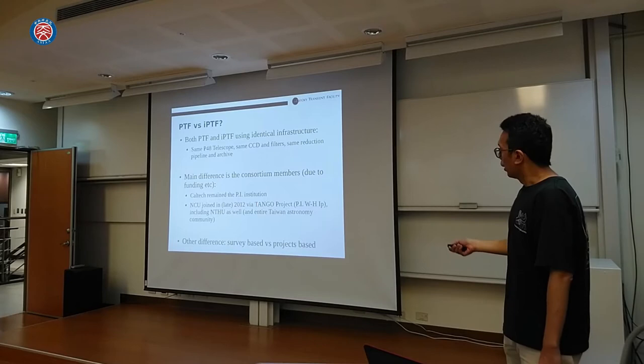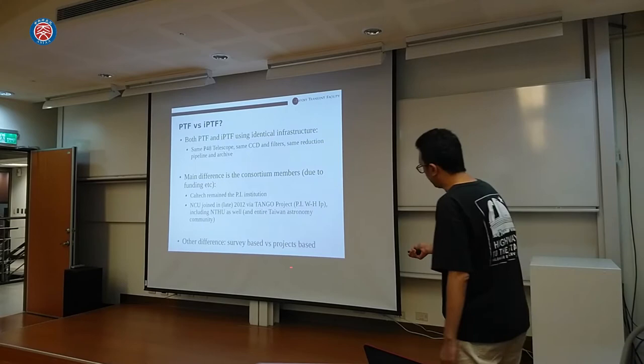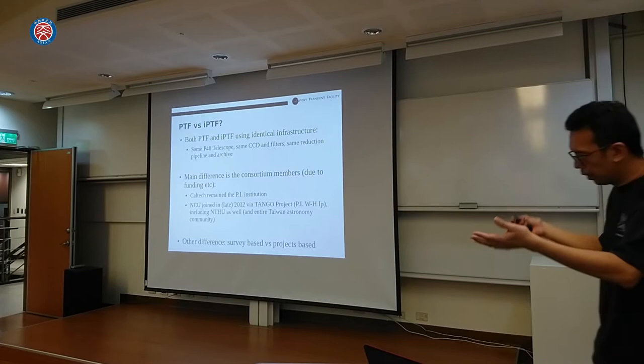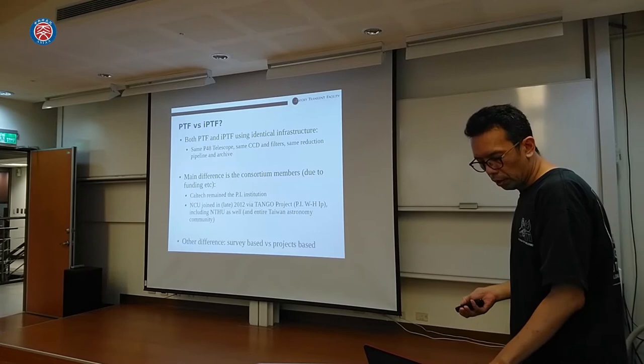Another difference is that PTF is survey based, so they were doing a supernova survey, but during iPTF, the PI decided to do things differently. So now we have project-based observing. The consortium members can propose projects and ask for certain observations. And of course there is a committee to judge and then select.